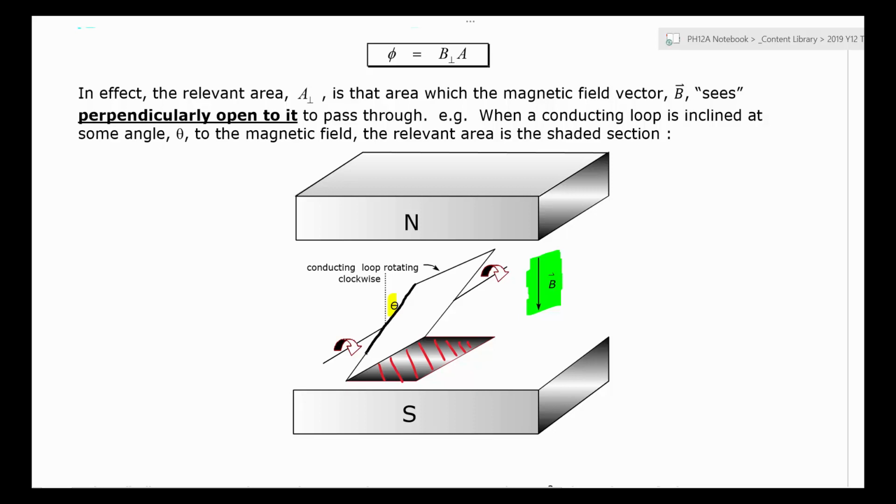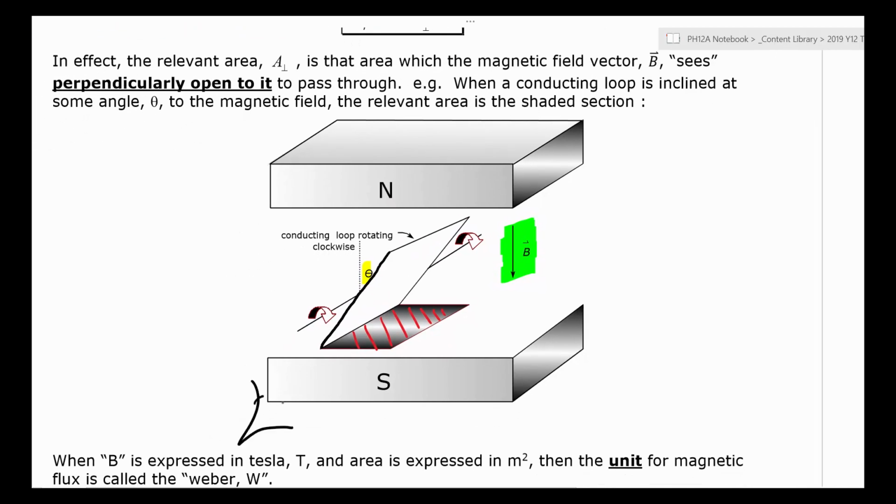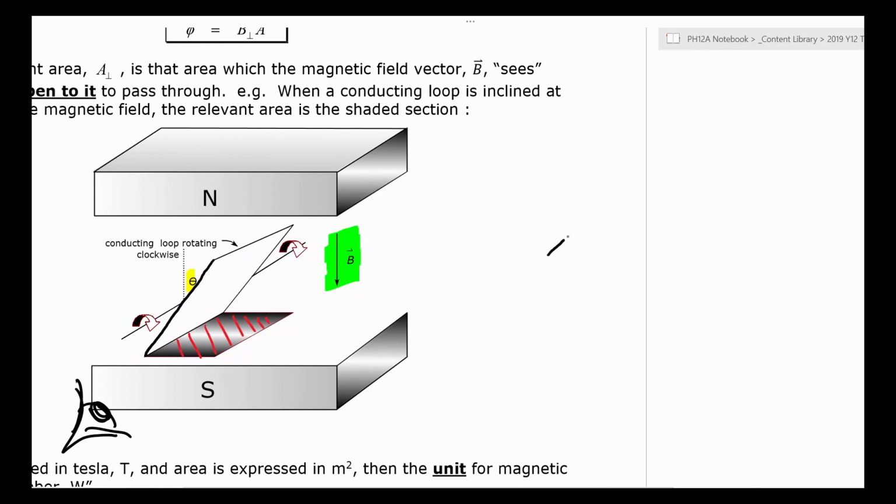I'm just going to draw a darker line on the side of the loop that's actually facing you. At this particular moment, if I imagine that I've got my eyes here looking, then effectively what I see is the edge of the loop that's orientated at this sort of angle. It is currently at an angle theta to the vertical, exactly the same as the diagram.